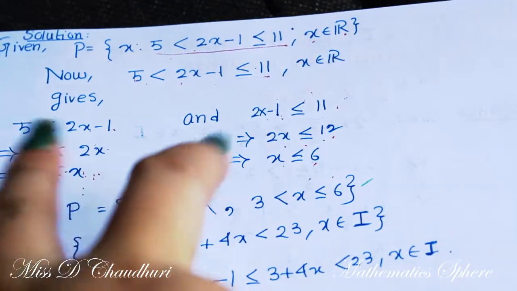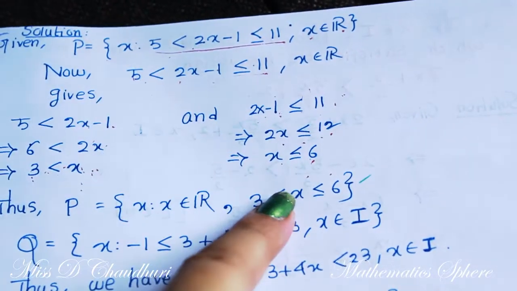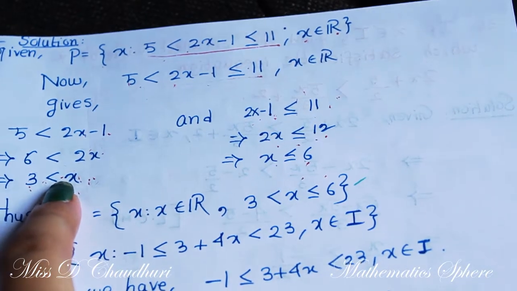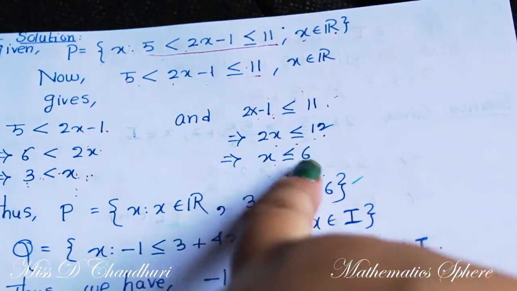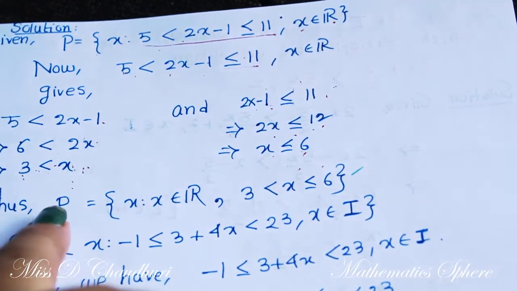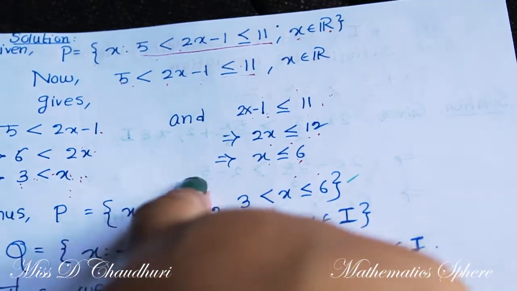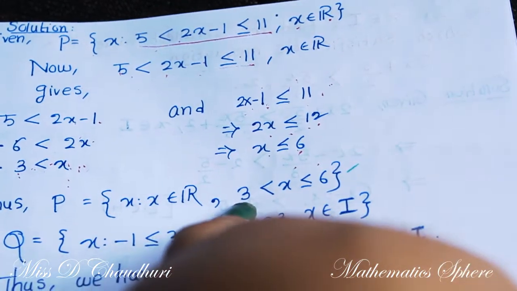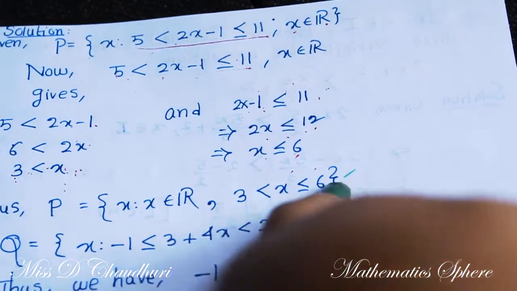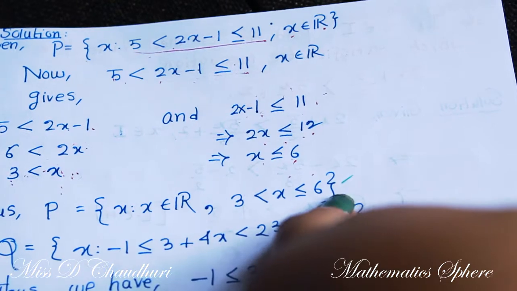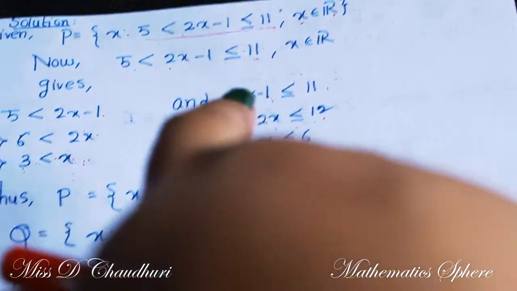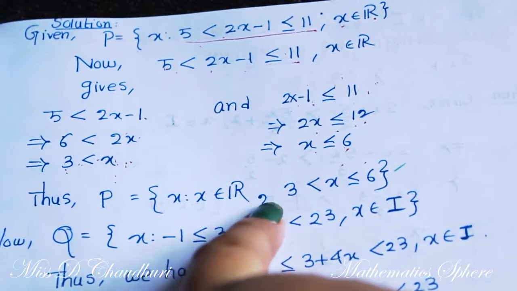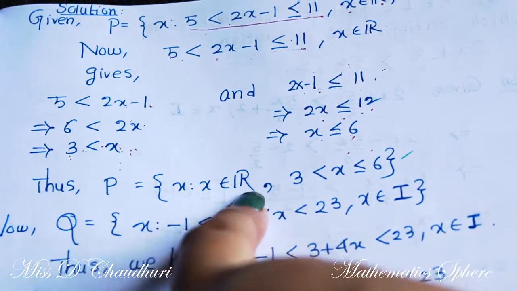Now we will have to combine these two. First we see that x is greater than 3. Again here we see x is less than or equal to 6, so this is the lesser one, this is the greater one. So ultimately we can write that P equal to x such that x belongs to R, 3 less than x less than or equal to 6. I have told you that you will write it in ascending order, first the lower one, then the greater one. This is the solution for P, and you cannot write it in roster form because these are real numbers.